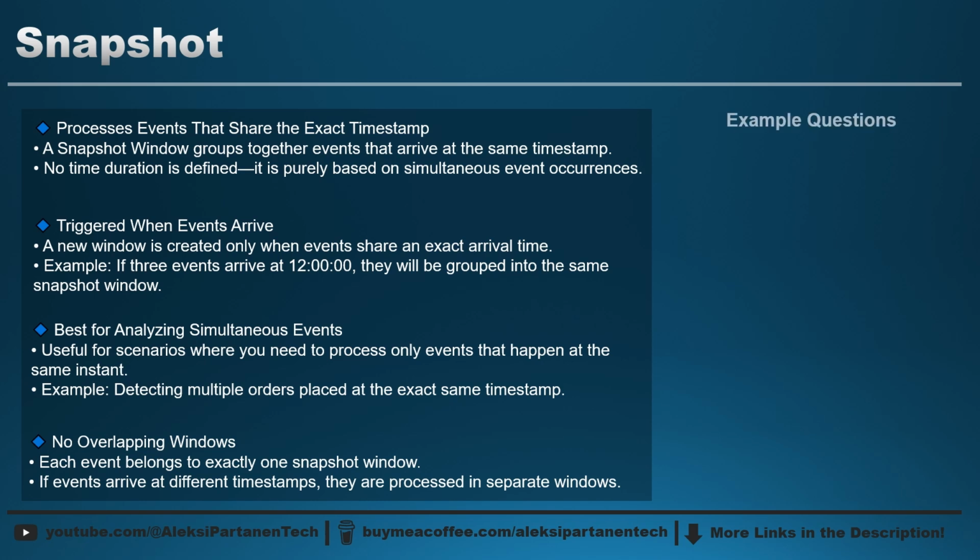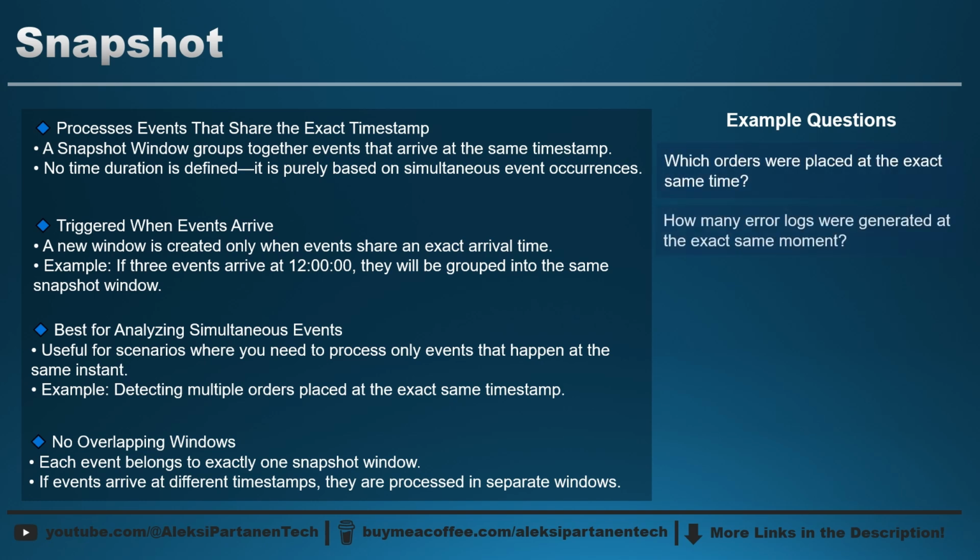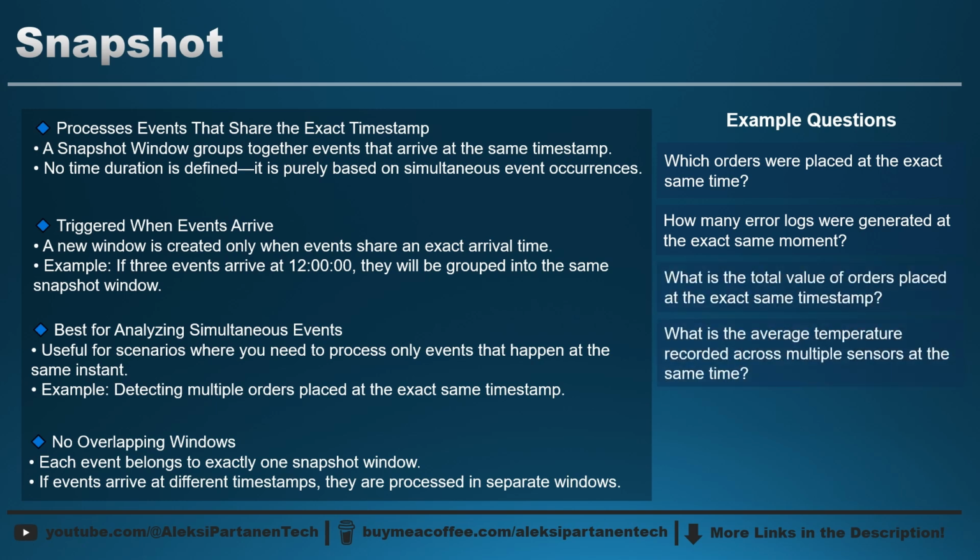This window type answers questions like which orders were placed exactly at the same time, how many error logs were generated at the exact same moment, what is the total value of orders placed at the exact same timestamp, what is the average temperature recorded across multiple sensors at the same time. So if in the exam you see something about events that happen simultaneously, then snapshot could be your answer.